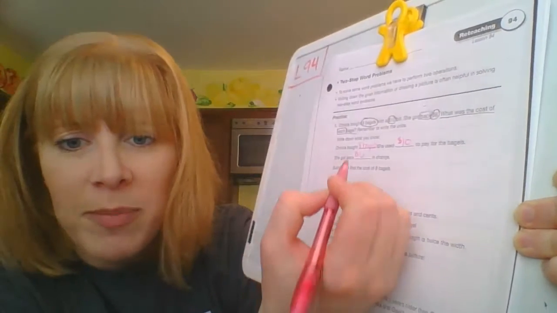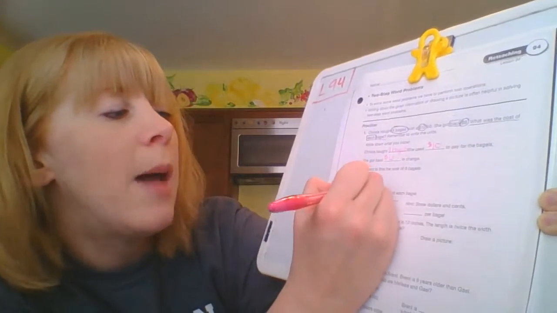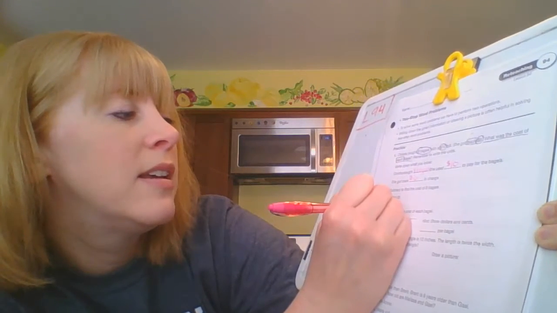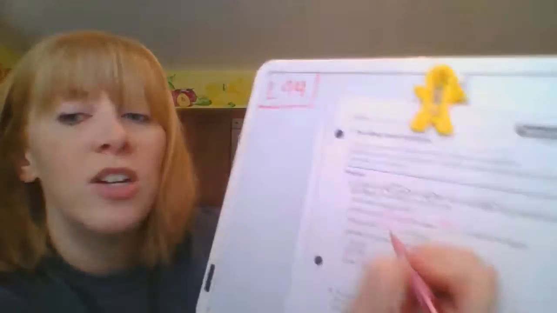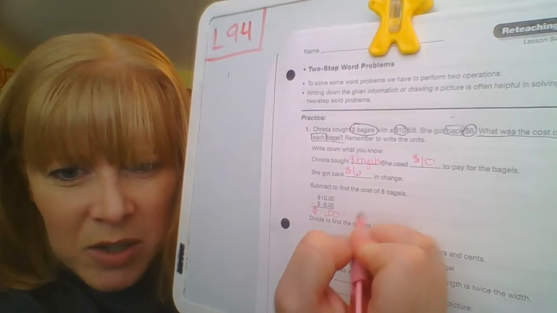So the first thing that I need to do is figure out how much she actually spent. That's the first step of my word problem. How much did she actually spend on the bagels? She paid with 10, she got 6 back, so I'm going to have to subtract the 6 she got back from the 10 that she paid. And they already set that up for you, $10 minus $6. I'm going to bring down my decimal point right away and my dollar sign. 0 minus 0 is 0, so I've already got my zeros down there. 10 minus 6 is 4. So she paid with the $10 bill, but she actually only ended up spending $4 on her bagels.